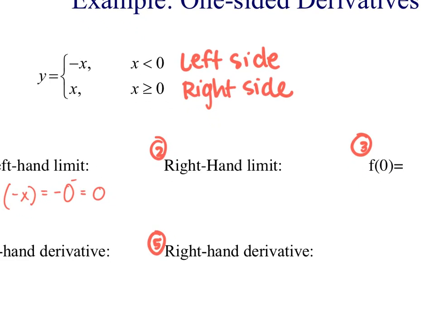We'll check the right-hand limit. So we're going to check the limit as x approaches 0 from the right. And when we do the right side, we use the function x. So we'll plug 0 plus into that, and 0 plus is a positive number. So far, the left-hand limit and the right-hand limit equal each other.